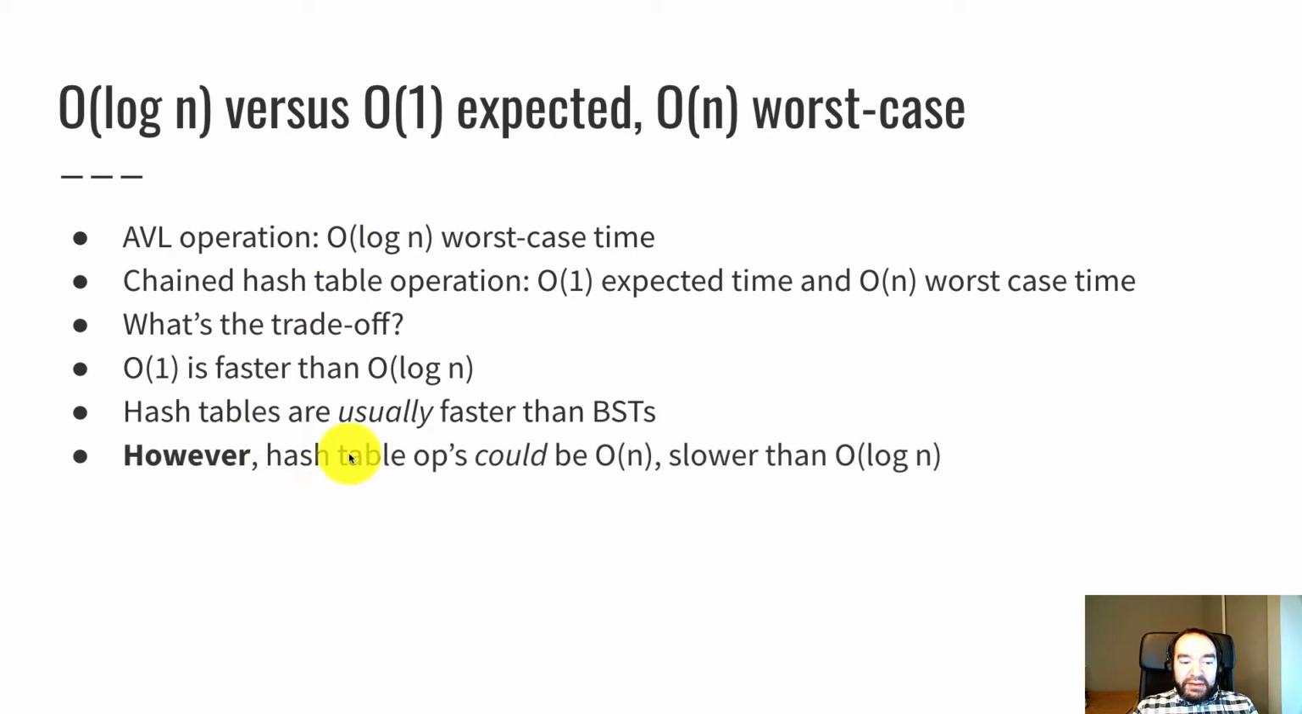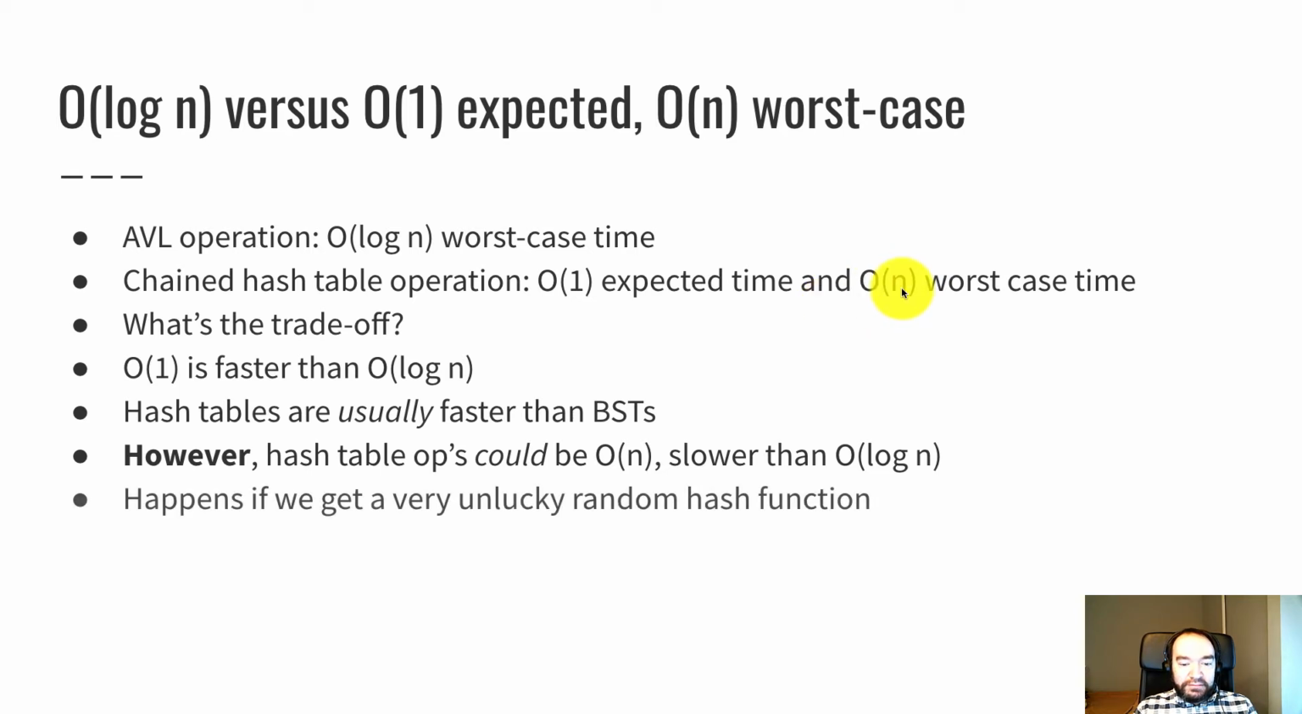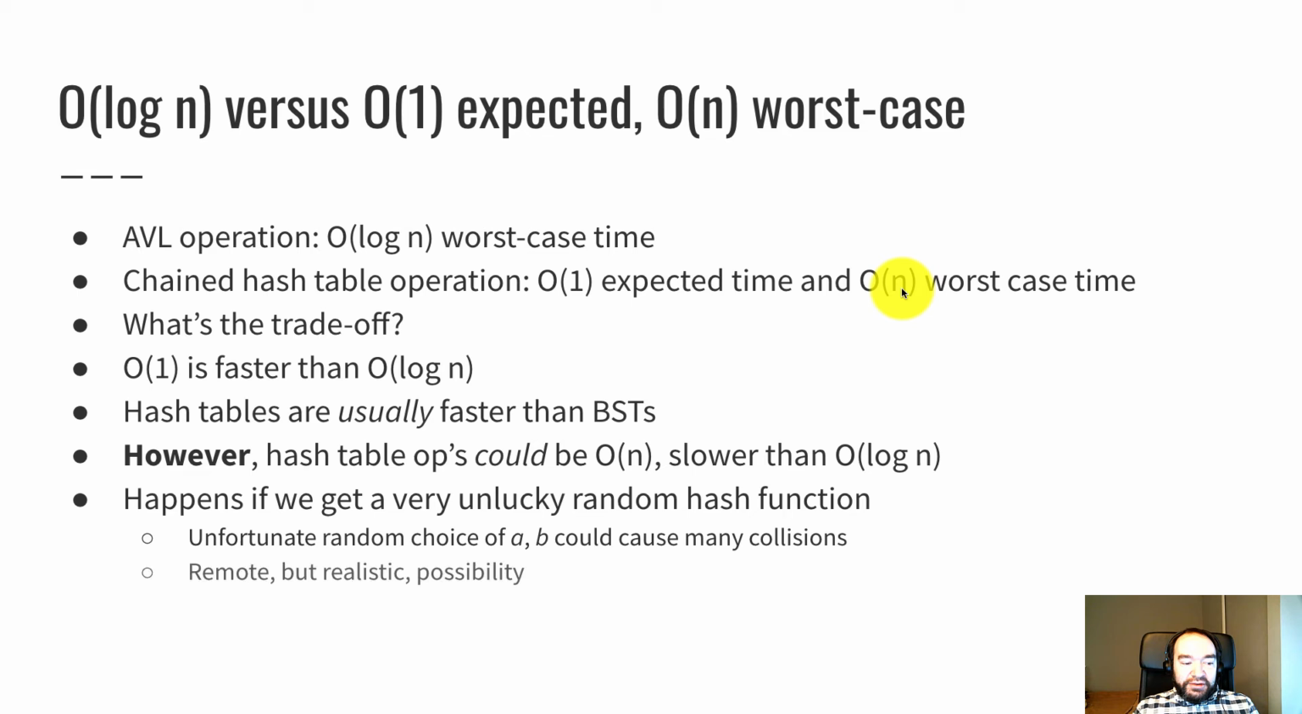However, a hash table operation could take linear time, and linear time is slower than log n. So there's a slim chance that if we're really unlucky with the hash function that we choose, our hash table could be as slow as big O of n, and that's much worse than log n. So the hash table is maybe a little bit of a gamble. Usually it's a lot faster than a binary search tree, but there's always this slim chance that the hash table will be slower. That's a remote but realistic possibility. It's not a very likely thing, and as the table gets bigger, it gets less and less likely, but it is a non-zero possibility. It can actually happen.